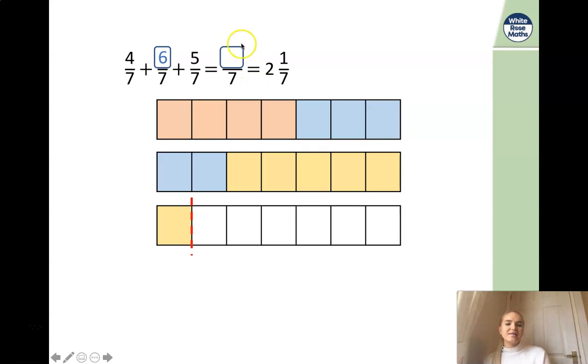But what is the improper fraction going to be? Well, if we know that 1 whole is 7/7, 2 wholes is going to be 14/7. Add on the 1 7th to 14/7 gives us 15/7. Well done if you got that right.